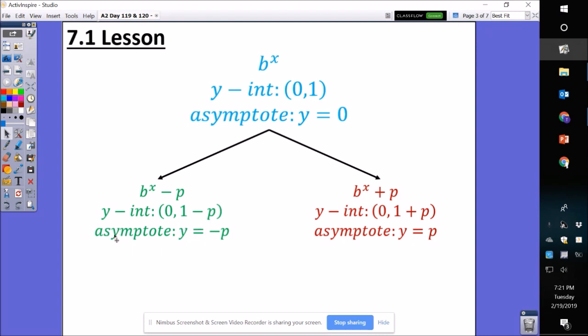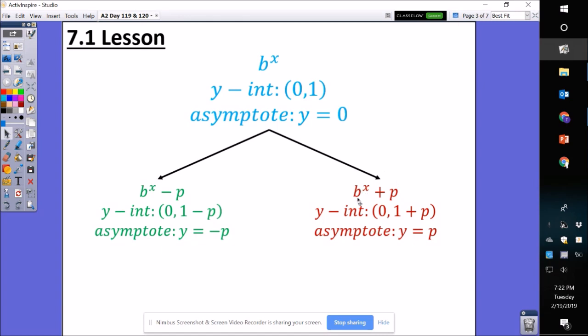In addition, the asymptote will also change, where it's going to be y equals negative p. So when you have a number subtracted outside the x, it will change the y value of the intercept, and the asymptote will also change to match the number you have. So if it was minus 3, then my asymptote is y equals negative 3. If it was minus 7, then my asymptote will be y equals negative 7.